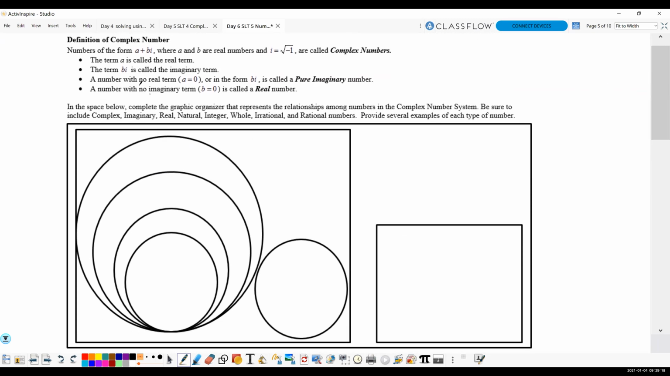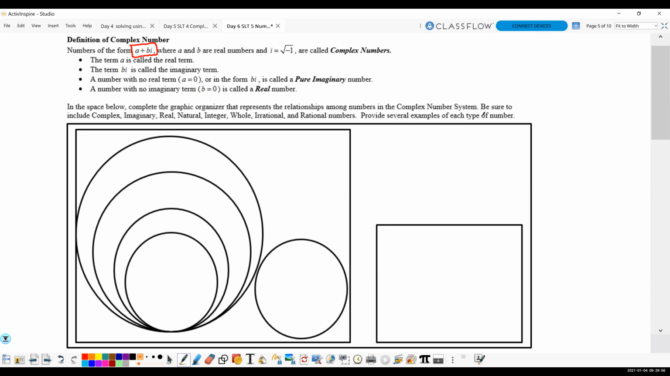Okay, as a reminder, complex numbers are defined in the form a plus bi. That's our standard form where a and b are real numbers and i is the square root of negative 1. A is the real term, bi is the imaginary term. If there is no real term, it is called a pure imaginary number. If there is no imaginary term, it is called a real number.